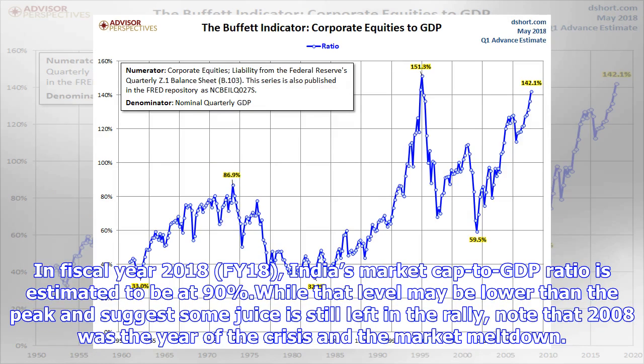In fiscal year 2018, FY18, India's market cap to GDP ratio is estimated to be at 90%. While that level may be lower than the peak, it suggests some juice is still left in the rally. Note that 2008 was the year of the crisis and the market meltdown.